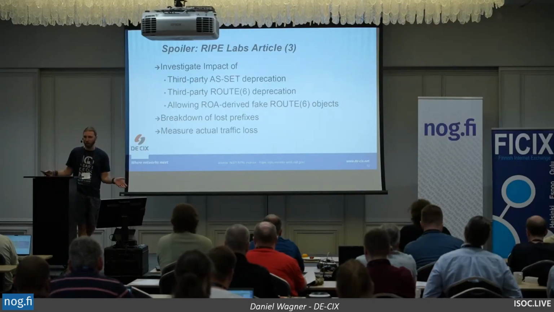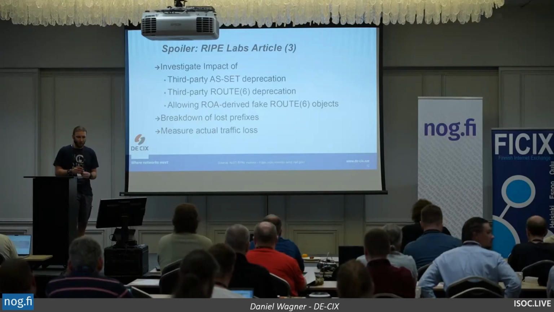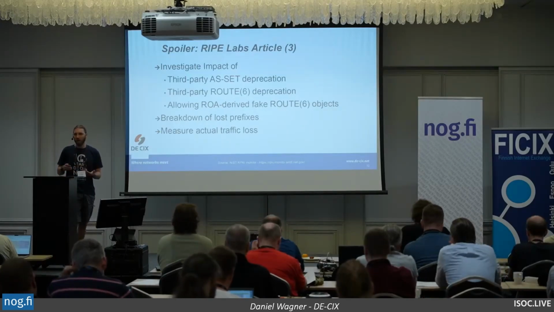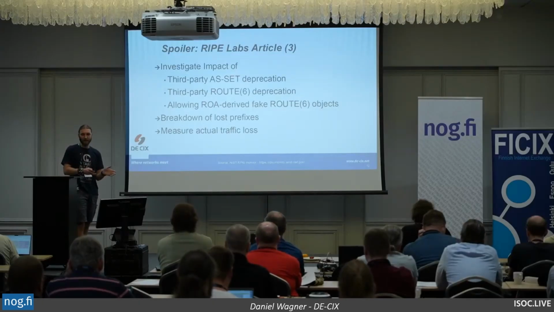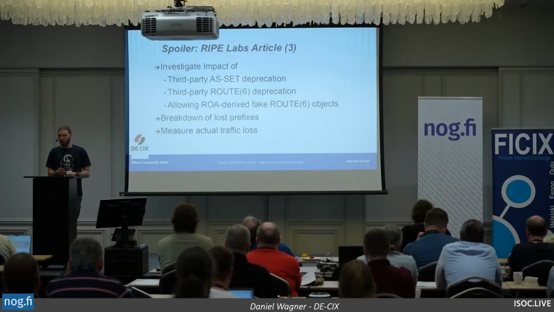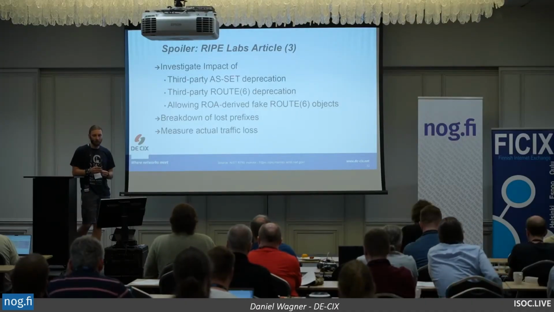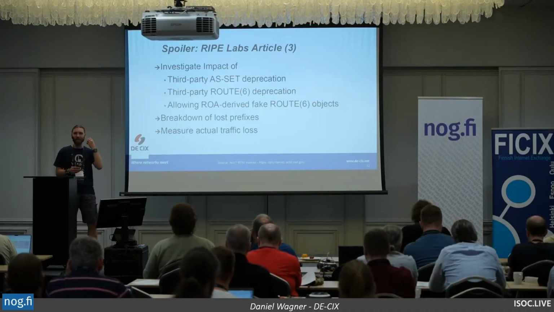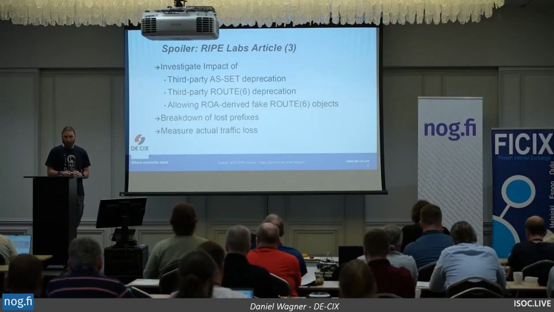but still generate the BGP filters based on whatever route objects, wherever they're from, what would happen? We're also looking into RPKI ROA-derived fake route6 objects. So if we allow for them again, what would happen? We're going to look into the prefixes that would be lost at the route server. This is the basis of data that we can use. And then we're going to measure what that would mean for the actual production traffic on the platform. So that is going to be part of RIPE Labs article number 3.